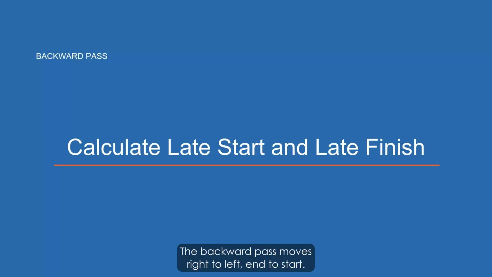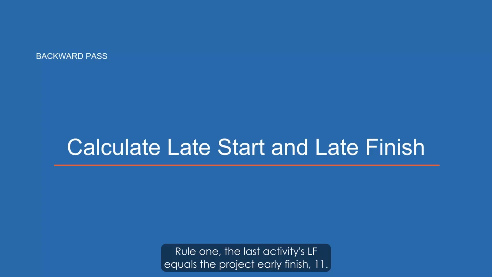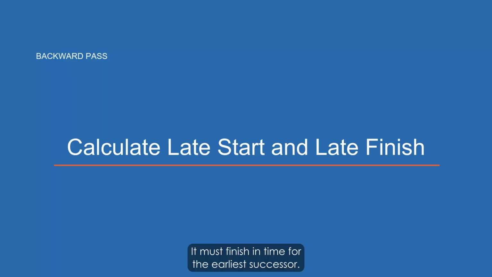The backward pass moves right to left, end to start. It calculates late finish and late start for every activity. Two rules. Rule 1, the last activity's LF equals the project early finish, 11. Rule 2, when an activity has multiple successors, its LF equals the minimum LS of all successors. It must finish in time for the earliest successor. Late start equals late finish minus duration. Apply right to left.